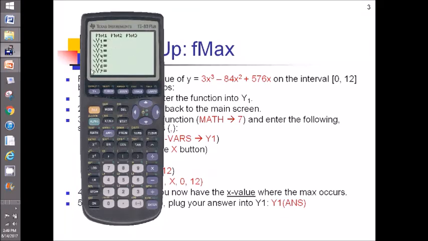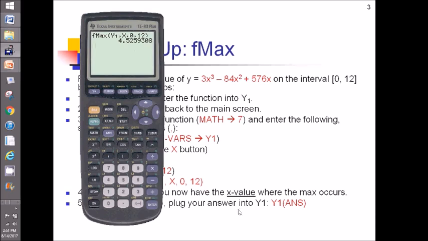For my first step, I pressed y equals, and I'm going to enter my function now in y1. Next, we're going to quit out, and I'm going to go to Math 7, fmax. I'm going to go to yvars and call up y1 that I just entered my function into. I'm going to use a comma. I'm always going to type x next. And then I type in the ends of my interval, 0, 12. Press enter. And it's thinking, oh, 4.5 and some change.